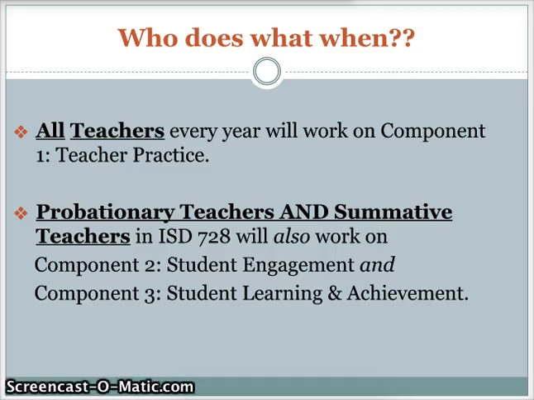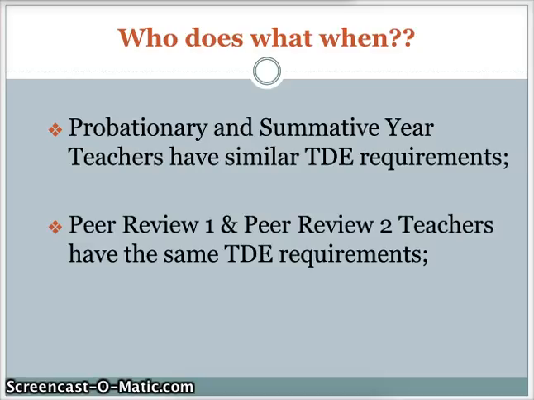Remember that all teachers every year work on Component 1, Teacher Practice. Probationary and summative teachers complete Component 1, but they also do the work for Components 2 and Component 3. Probationary and summative teachers have very similar requirements. The only difference is that probationary teachers complete this process for 3 consecutive years, whereas summative teachers complete this process once every 3 years. Peer Review 1 and Peer Review 2 teachers have the same requirements as each other.